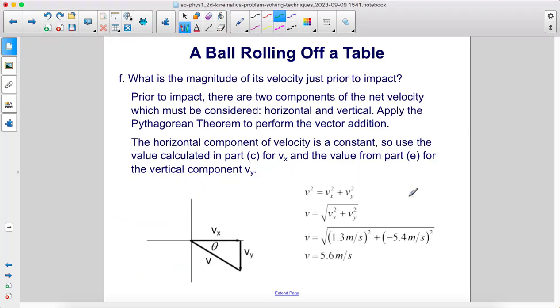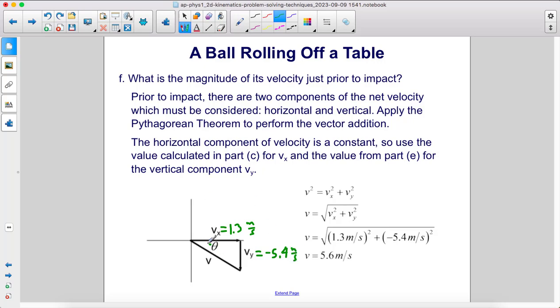What is the magnitude of its velocity just prior to impact? So what's the total speed of the ball right before it hits the floor? Well, we already figured out the two components of the velocity. There's two components which must be considered, the horizontal and vertical. And we already figured them both out. The horizontal was constant for the whole flight at 1.3 meters per second. And we just calculated that the final vertical velocity was negative 5.4 meters per second.